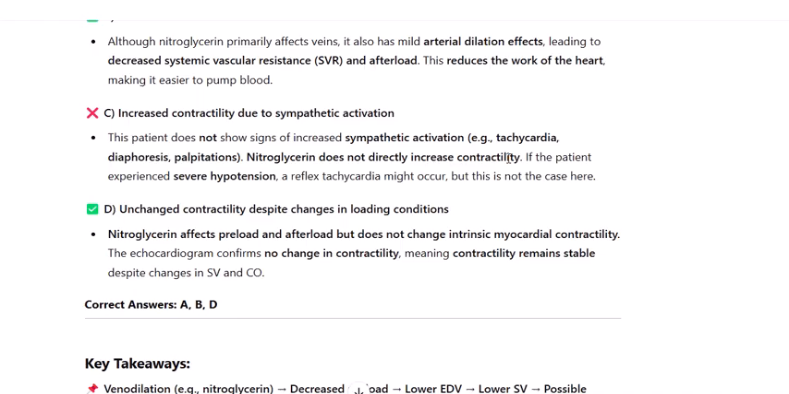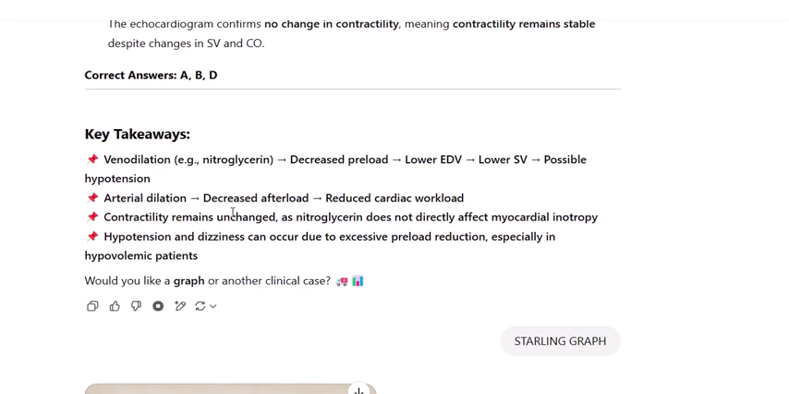D. Unchanged contractility despite changes in loading conditions. Nitroglycerin affects preload and afterload, but does not change intrinsic myocardial contractility. The echocardiogram confirms no change in contractility, meaning contractility remains stable despite changes in SV and CO. Correct answers: A, B, D.